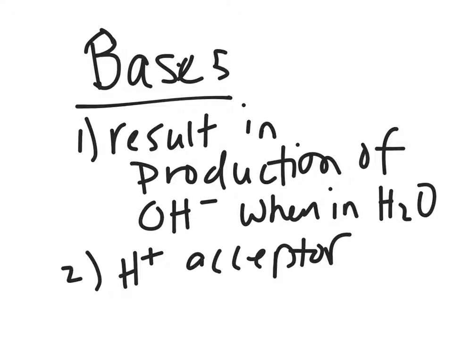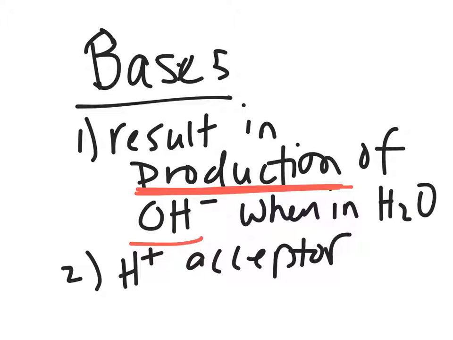Okay, in this lecture video, now we're going to look at bases and what their definitions are. So there's lots of definitions for bases, just like there were with acids. The first is that it results in the production of the hydroxide ion when dissolved in water. And notice that it says production. So acids, on the other hand, release an H+, but a base results in the production. So that means the base may or may not have hydroxide in its chemical formula.